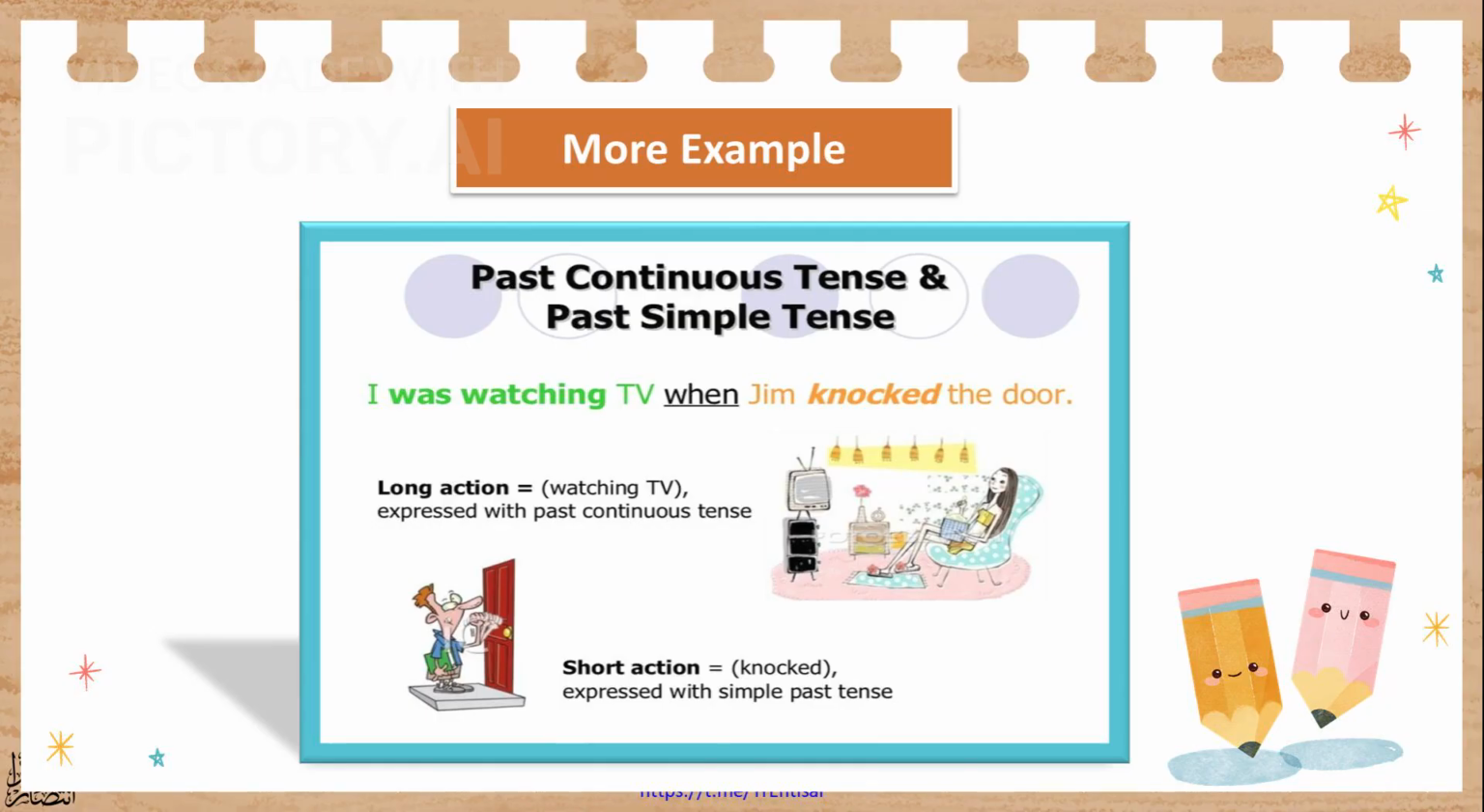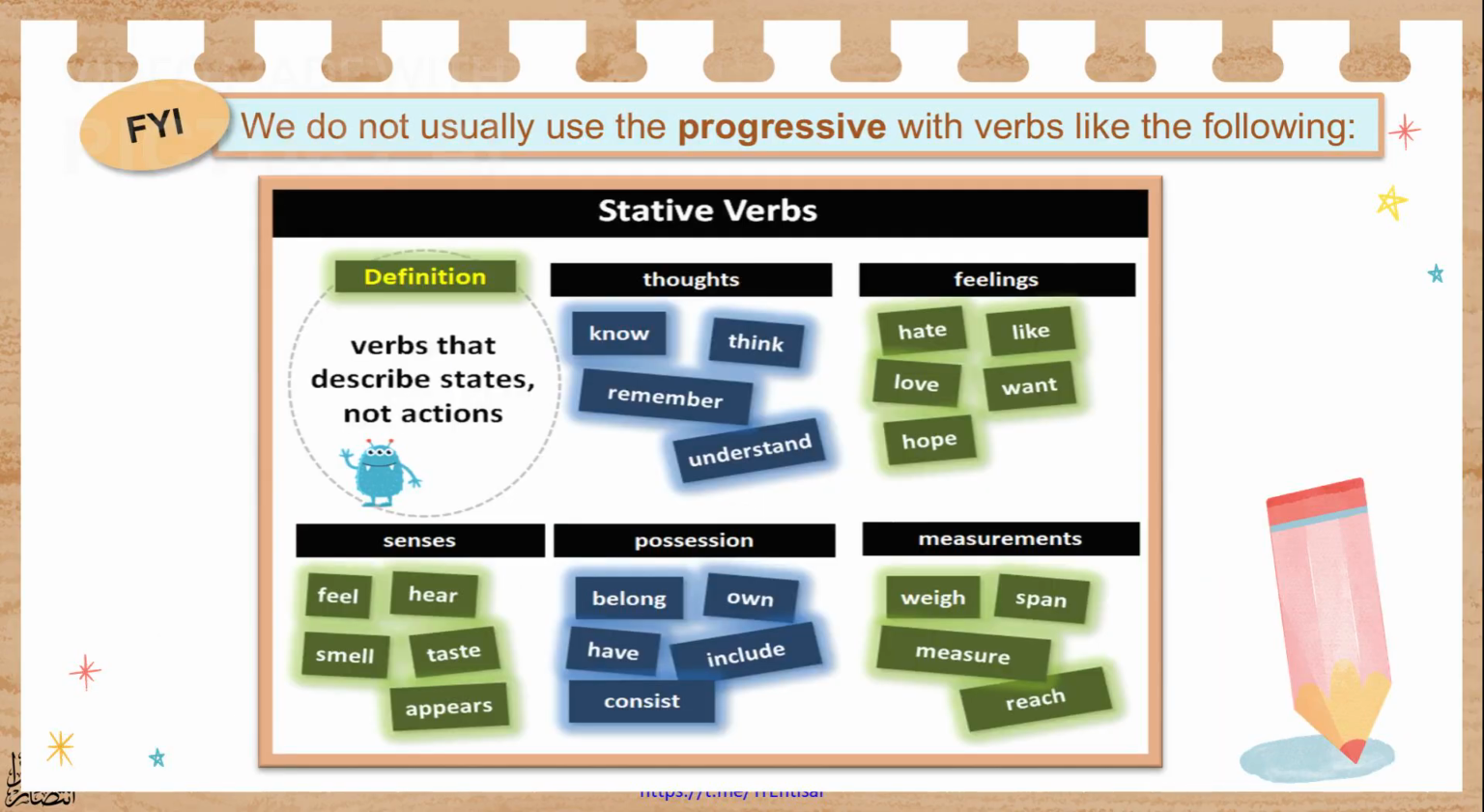Here's an example of using past continuous with simple past. We'll see how a long action is expressed with past continuous, while a short action uses simple past. Stative verbs describe states rather than actions, and are not usually used in the progressive form. We'll identify these verbs to avoid common mistakes.